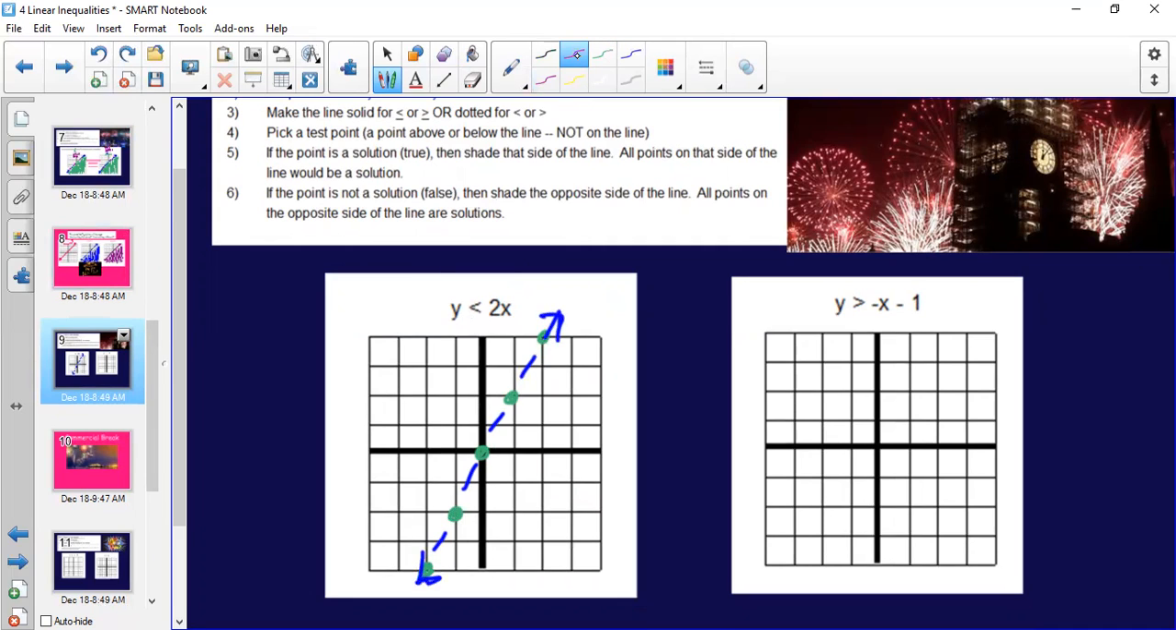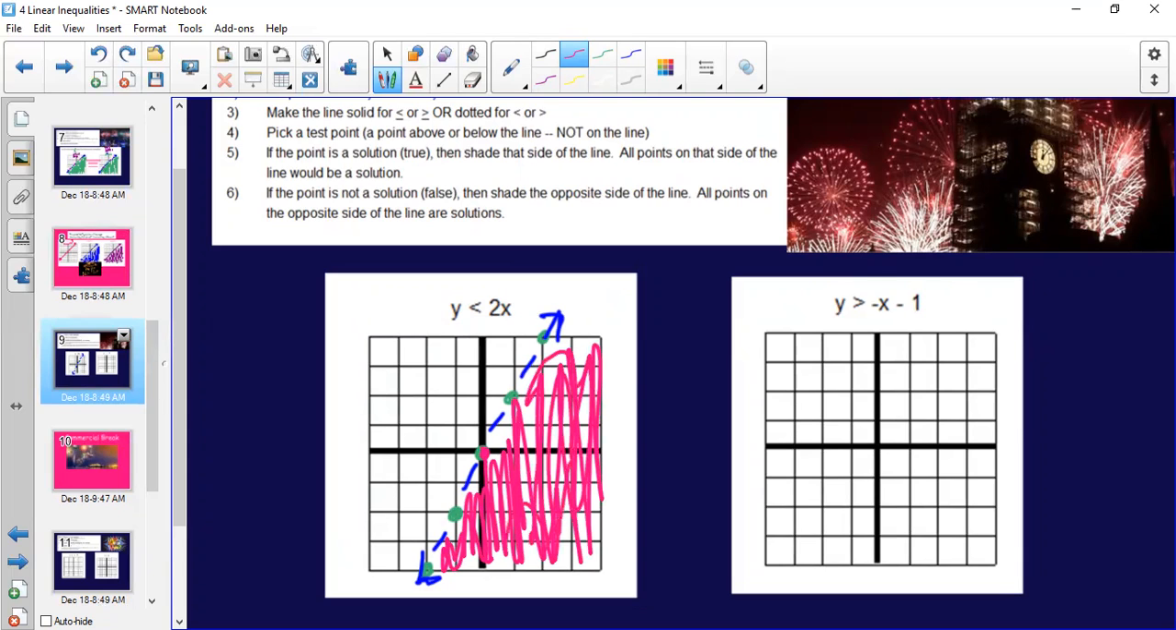Okay, here's the shortcut. I'm going to pick any point on this graph. I'm going to pick 0, 0 here. And I look at my symbol, it's a less than. So do I go up or do I go down from this point? Less than, down. So since I went down, I am going to shade everything on this side of the line. So I'm shading everything below that line.